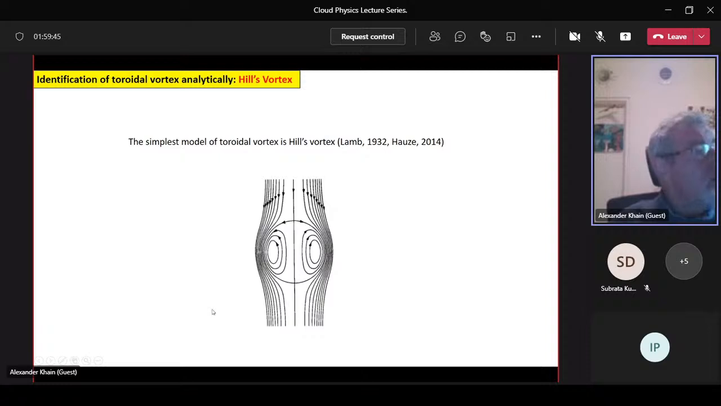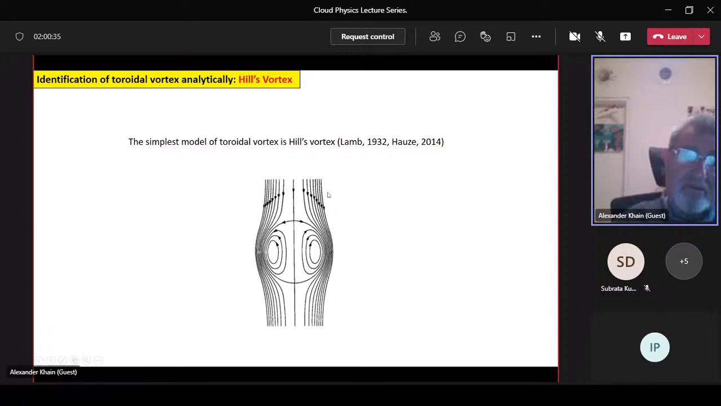So now I want to say how to analytically find this Hill vortex, toroidal vortex. First of all, we approximate a toroidal vortex by a Hill vortex, which is the simplest toroidal vortex. There are several sets of toroidal vortexes, and Hill vortex is the simplest. It's just a spheroid with internal circulation and outside circulation.